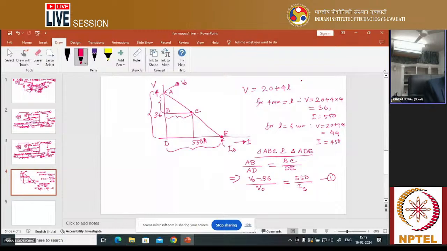So here two variables are there. One is IS and the other is V0. Always keep this in mind.